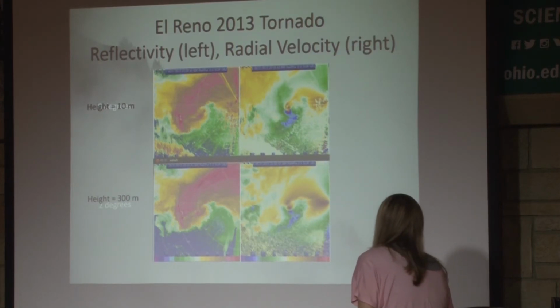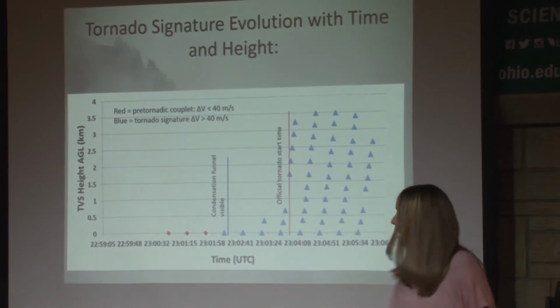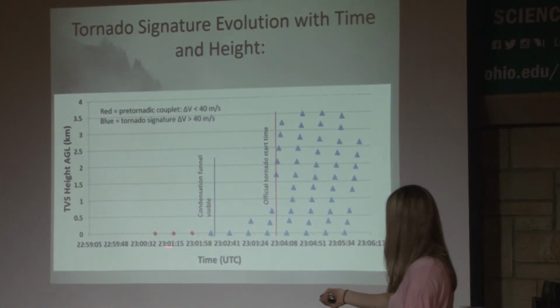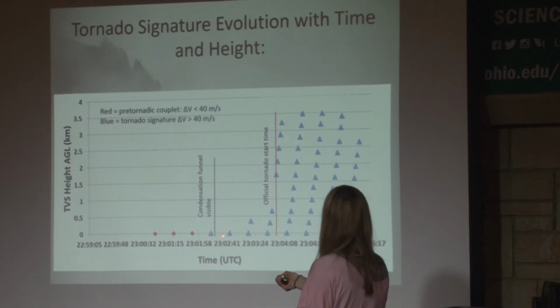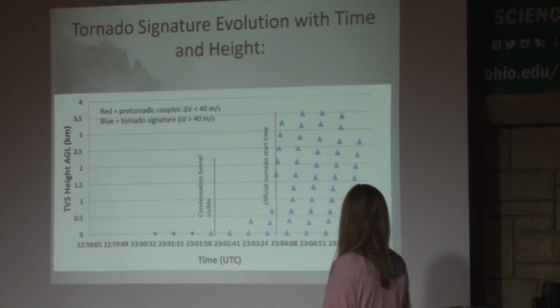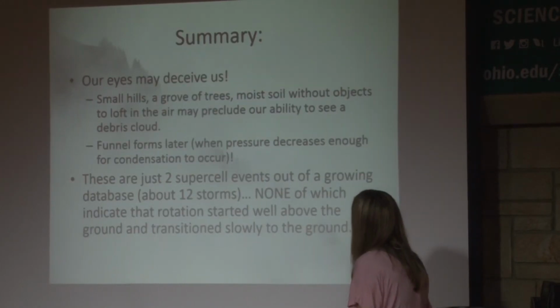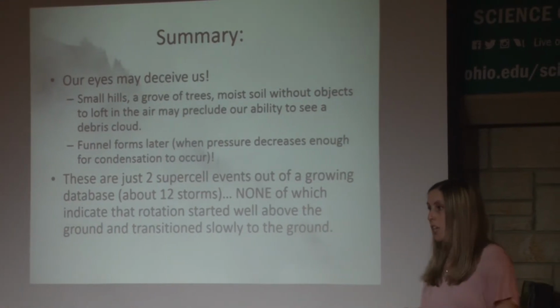So I did a little bit of a study to see exactly when this tornado vortex forms at different heights. What I found was that the tornado vortex first appeared essentially at the ground, 10 meters, about 1.5 minutes prior to the vertically coherent vortex, which occurred at that point in time. So our eyes may deceive us, is the bottom line. Additionally, radar data might deceive us.